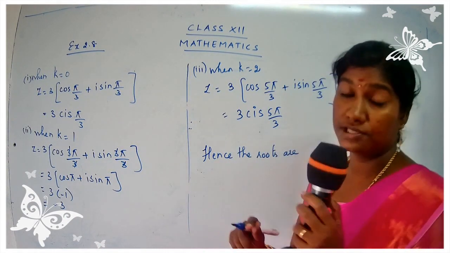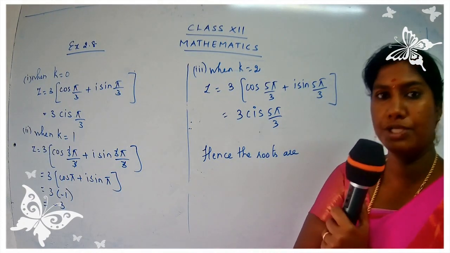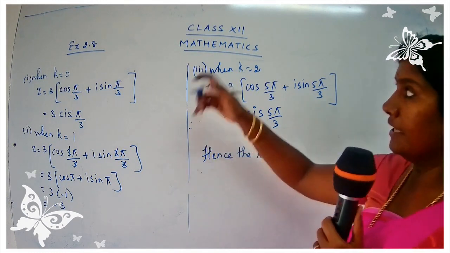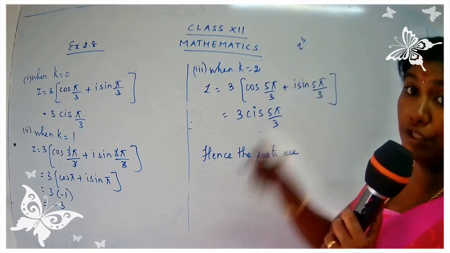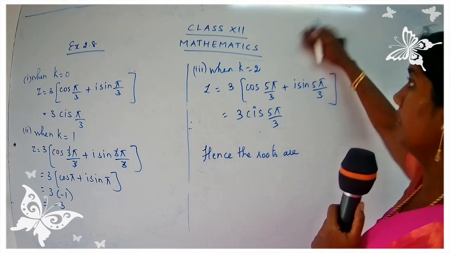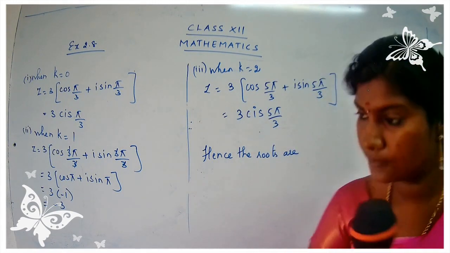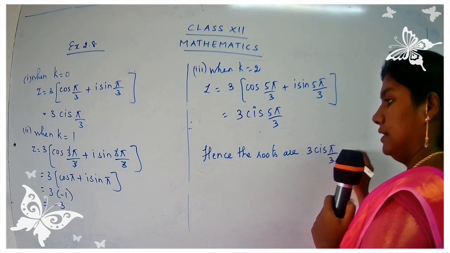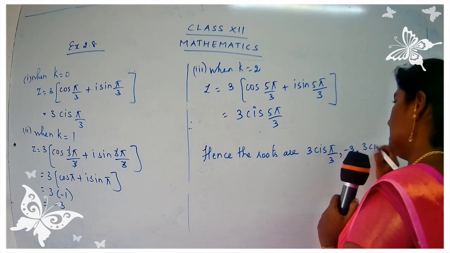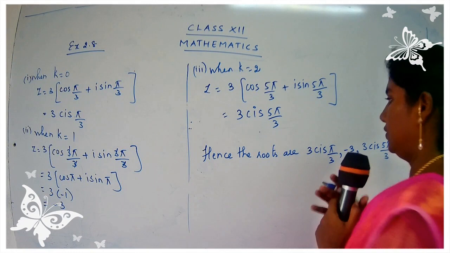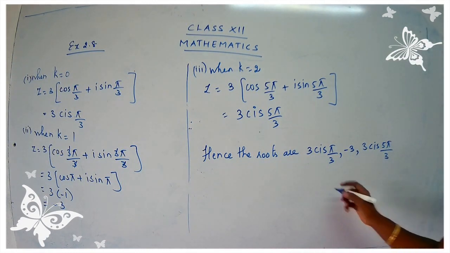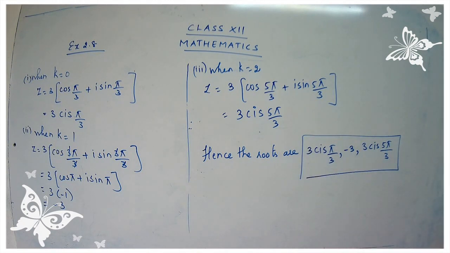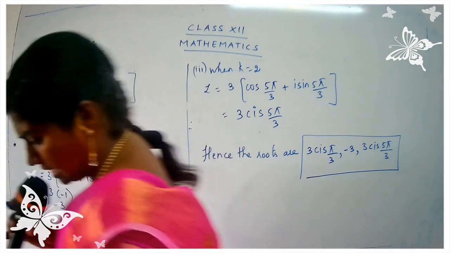You can just mention the roots are, because like I have told you that when you solve a quadratic equation, we get two roots. We get two values for x. That's what we called as roots. Similarly, here we are dealing with z cube. So we are dealing with a cubic equation or a cubic polynomial, and you have to write down the answer as roots. Hence, the roots are 3 cis pi by 3, minus 3, 3 cis 5 pi by 3. So this is the answer. Just highlight your answers, children. Highlight your answers.